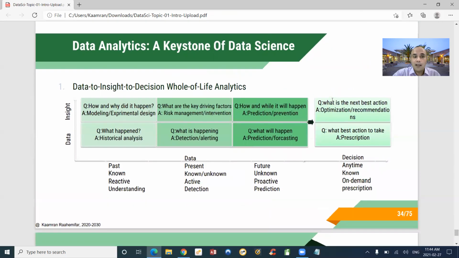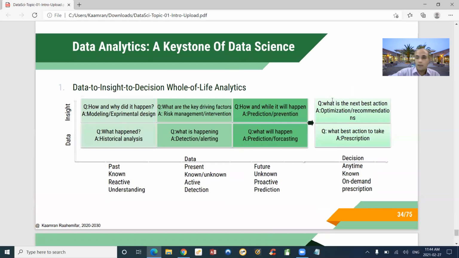This is the last one, I would say. In this case, data to insight to decision, how whole-of-life analytics. Take a look at this. I have a couple of columns. This column, that's the past. This column, that's the present. This column, that's the future. This column is going to be the decision, okay?